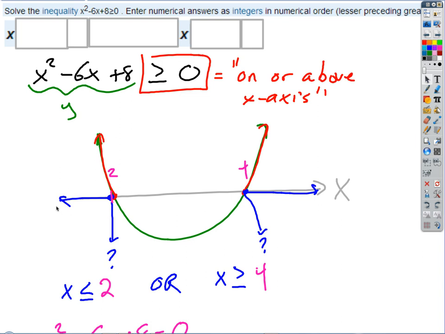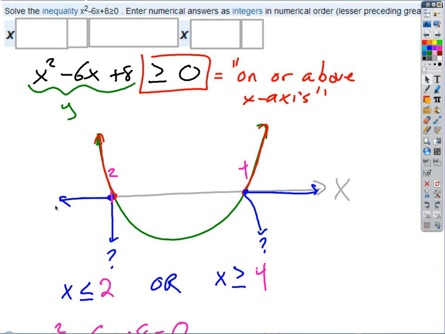It'd be an and if the part we were looking for was the loop of the parabola. So if we had an upward opening parabola and this had been a less than sign instead, then we would have wanted the parts below the x-axis, the green part, and those x values would have been the ones in between. Or conversely, what if we were looking on or above the x-axis for a downward opening parabola?